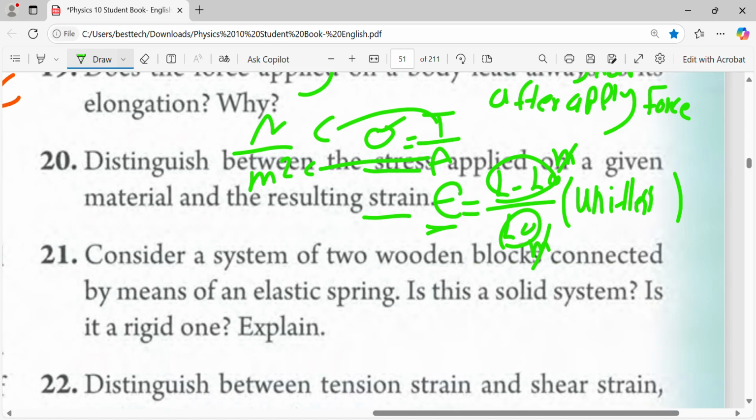The second difference: stress is the relation between tension over area, but strain is the relation between elongation and initial length. So by the rule, we can get a difference. Strain is unitless, but stress has a unit. Strain is elongation over L naught, but stress is force or tension over area.